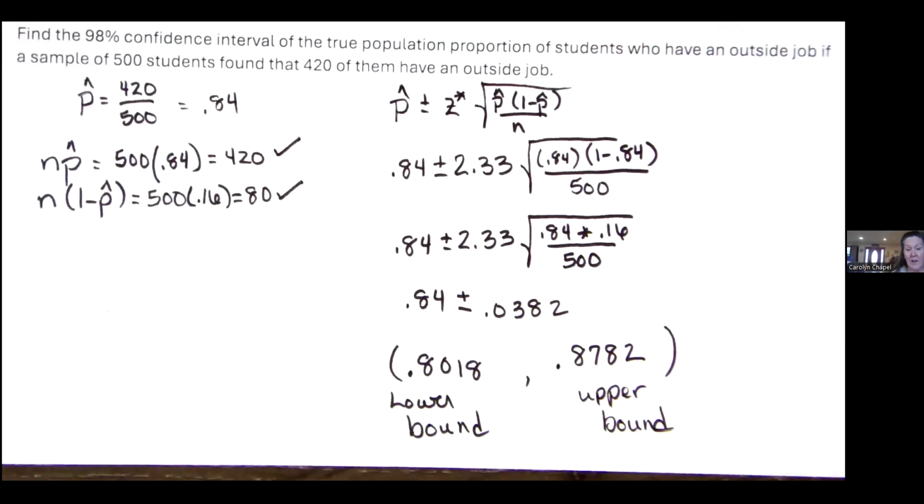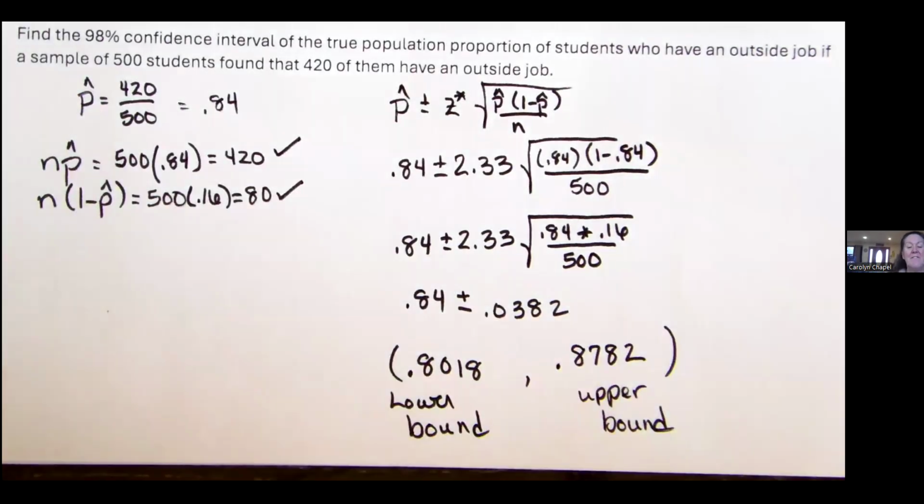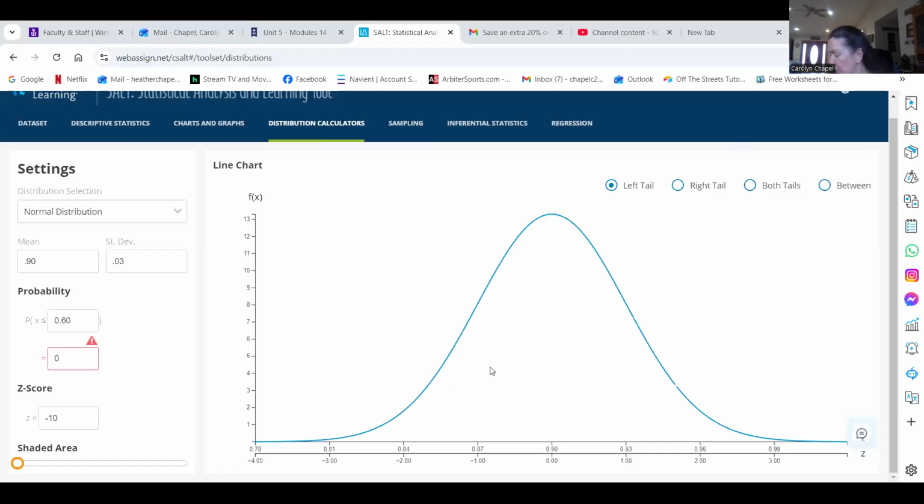We can do this very quickly in SALT, very similar to the way we did it with our t distributions. So I'm going to go into SALT and walk you through it again. We could do it here if we wanted to, doing a between and setting up our pieces. That would require us to calculate this number and then put our 0.998 into this spot. However, there's a much easier way to do it, and that is using our inferential statistics.